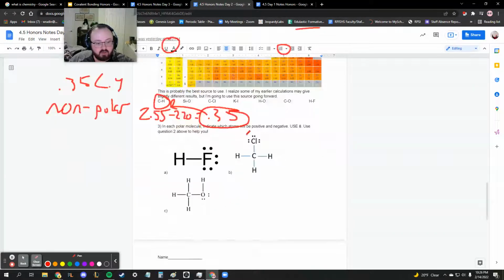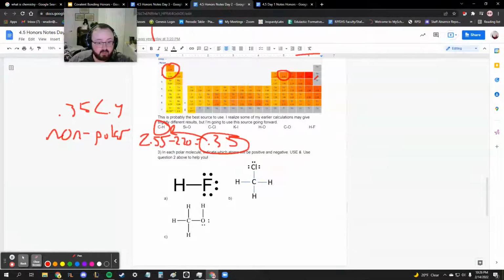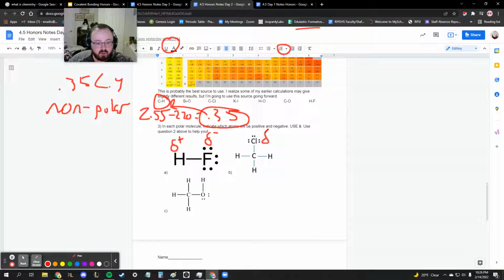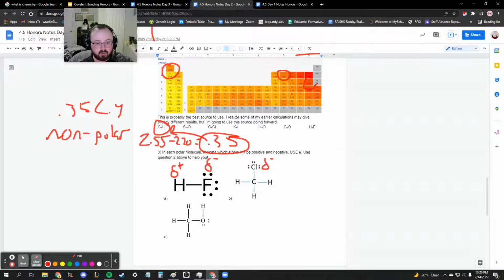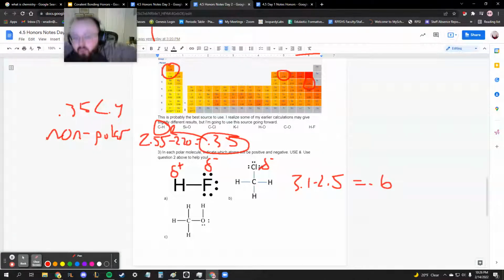Alright, we go down here to indicate which atoms will be positive and negative. Alright, we look at our electronegativities. Fluorine is almost 4, hydrogen is 2.1. The more electronegative gets the negative sign. The less electronegative gets the positive sign. Okay? So chlorine has 3.0, 3.1. Carbon has 2.5. So this gives us 0.6. So still polar. It's a weak polar bond, but it is still polar. And the chlorine has the higher one, so it will get the negative. The carbon gets the positive.